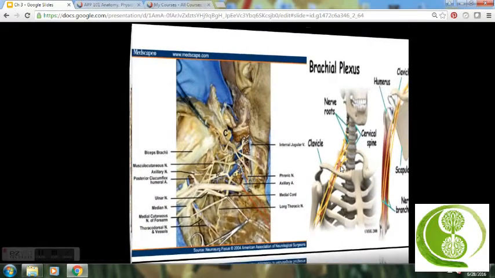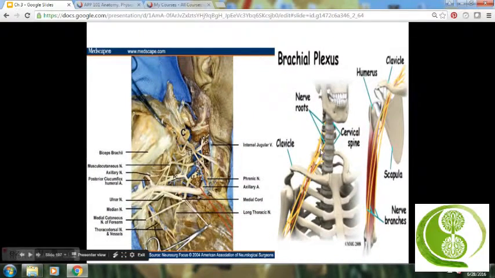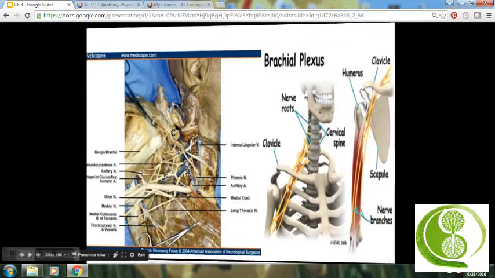Next is the brachial plexus. This is the same thing. It's just a little further down on the neck. It comes out and it actually runs under the clavicle, between the clavicle and the first rib, and then down the arm all the way down to the fingertips. And again, this is your brachial plexus on your cadaver.